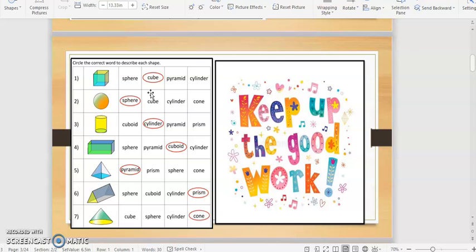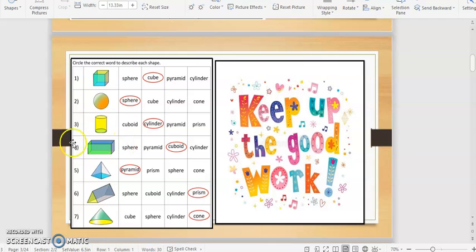Now, my dear children, the second one, what do you think it is? Come on, absolutely correct. It is a sphere. The third one, what do you think it is? Yes, it is a cylinder. The fourth one is a cuboid.